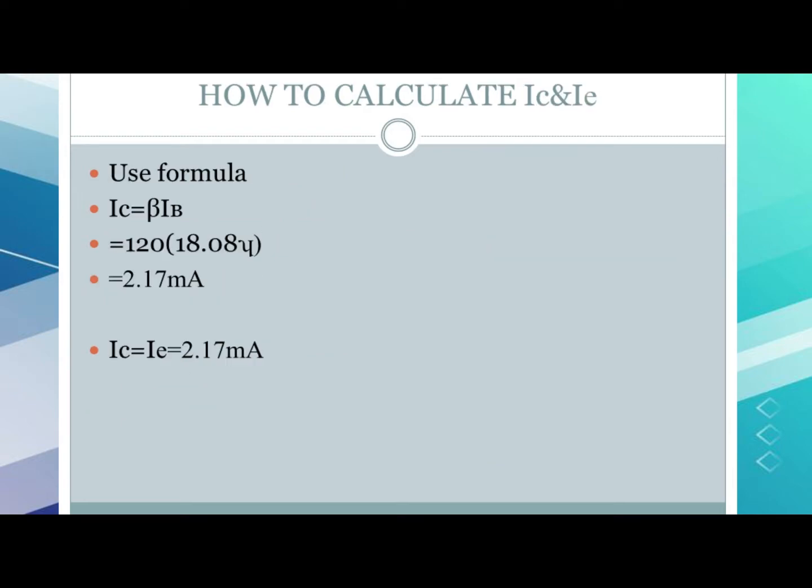Next, how to calculate IC and IE. To calculate IC and IE, we use a formula. The formula is IC equal to beta IB. After we put the value in this formula, we get 2.17 milliampere. IC is equal to IE, so IE equal to 2.17 milliampere too.